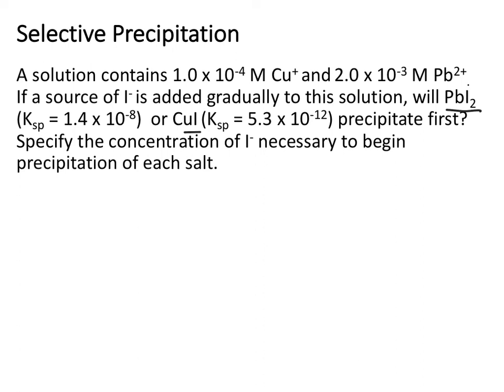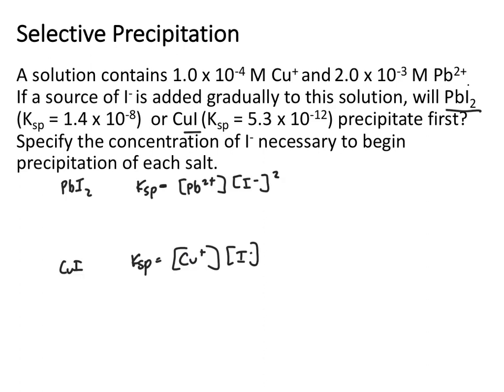Well, they've provided us with the Ksp values of each of our substances, and they have also given us the concentrations of our ions in solution. So basically we know two of the three variables that we need. What we're going to do, guys, is write our Ksp expressions for each of the species. We've written those expressions as follows, based on what would be produced in solution if these solids were dissolved in water.